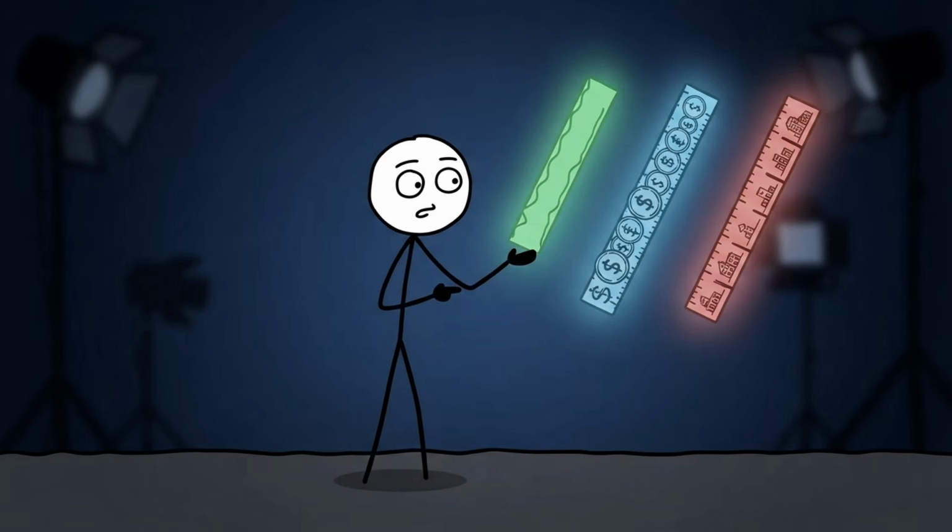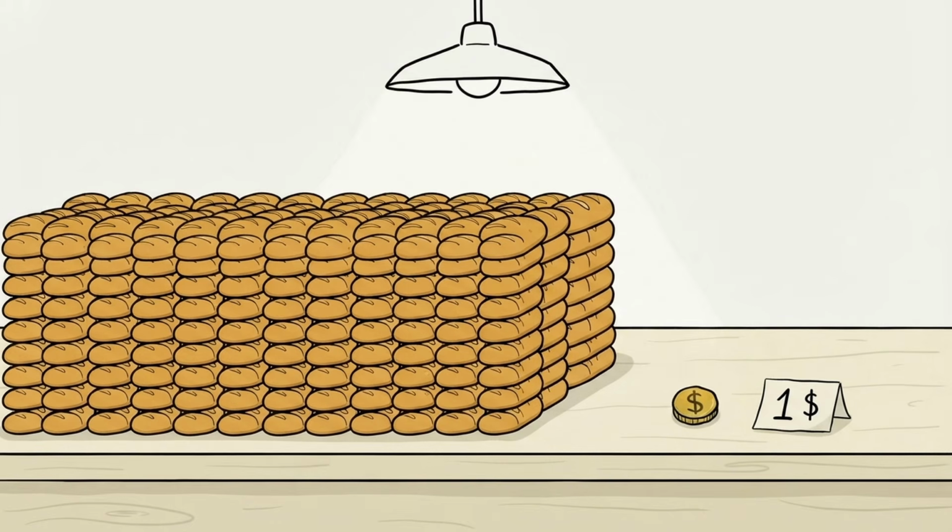Okay, so now you know what GDP is and how they calculate it. But here's where it gets interesting, because there isn't one GDP. There are 3 different rulers and they measure completely different things. Section 2. Nominal versus real GDP. Imagine a country that produces exactly 100 loaves of bread. Bread costs $1, so GDP is $100.